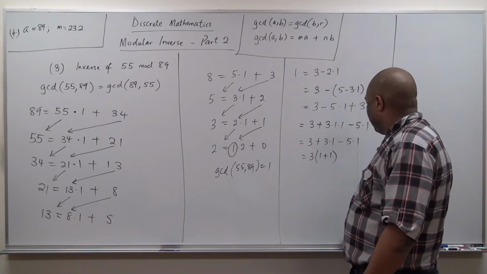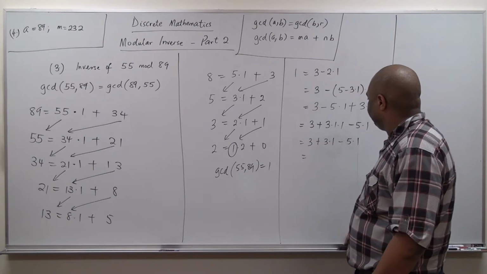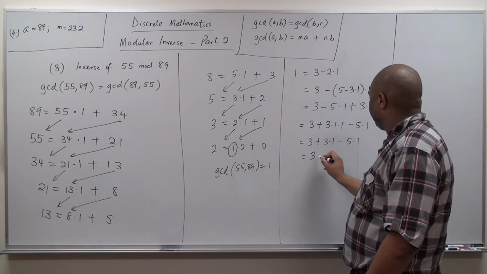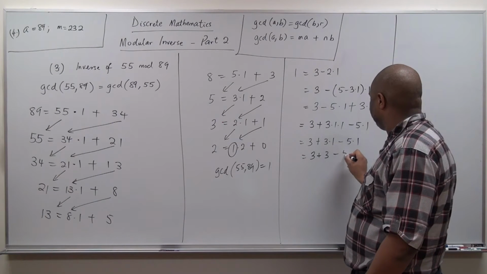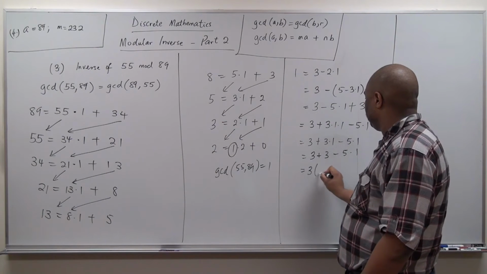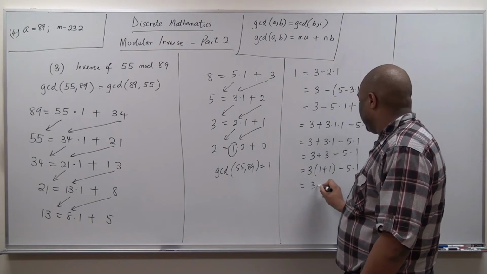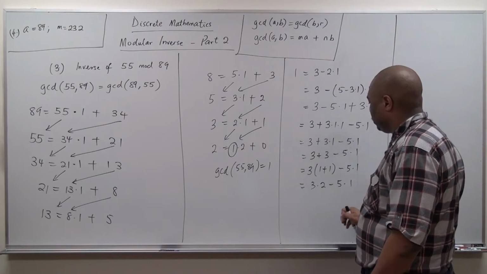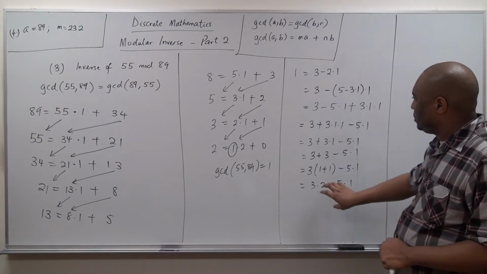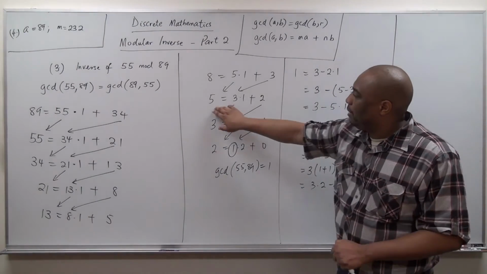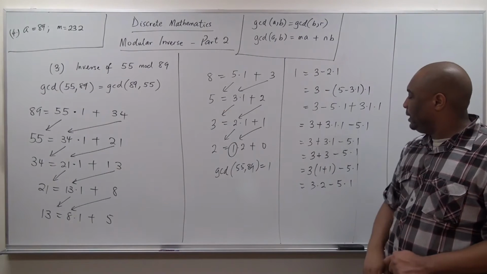Because this is like 3 times 3. 3 times 1 is 3. So this is 3 plus 3 minus 5 times 1, which is 3 into 1 plus 1 minus 5 times 1, which is 3 times 2 minus 5 times 1. So we've expressed it in terms of 3 and 5, or 5 and 3, the dividend and the divisor.